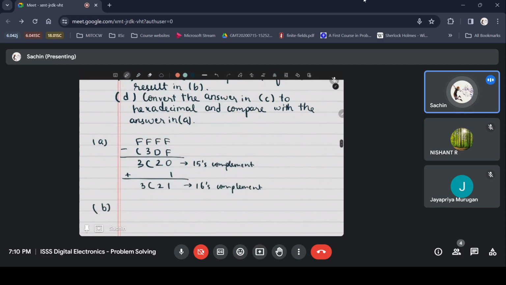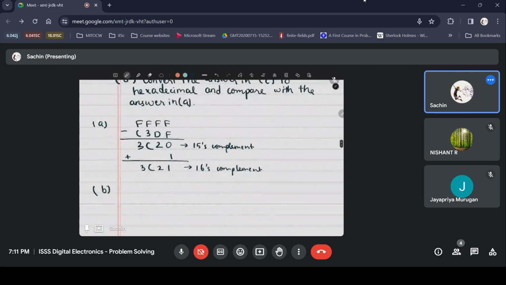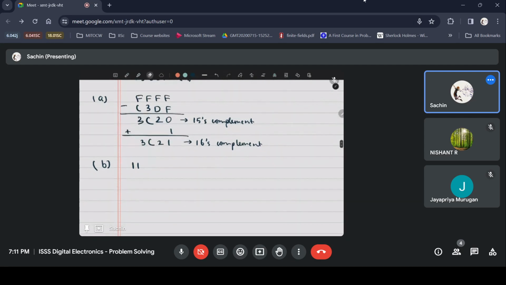For the next part, they want us to convert C3DF to binary. C3DF base 16, converting it to binary: 1100, because C is 12, 0011, D is 13, 1101, F is 15, 1111. It's in binary.